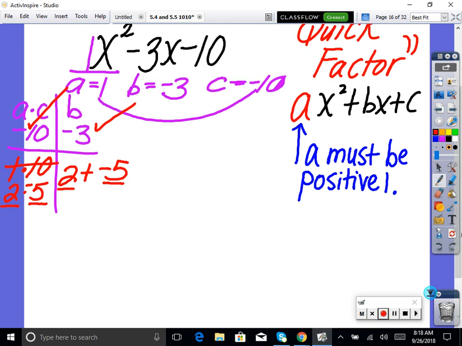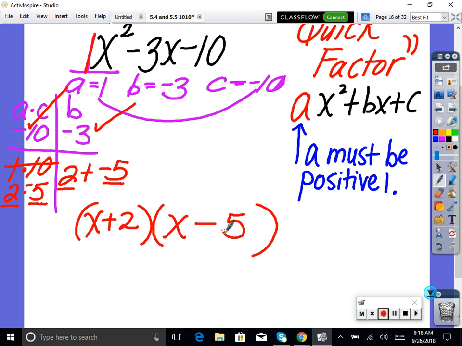So everybody, because our A value is positive 1, we can do, quote, quick factor. So what we do is we just make our parentheses. You put the variable in front, x and x. And because we can quick factor, we literally just insert those right in, sign and all. So it's positive 2, so we'll do plus 2, and then it's negative 5, so we'll do minus 5. And we're done. Now let's say on the test you're like, did I do it right? We'll multiply it back together and combine like terms, and you should end up back there. That's quick factoring. Let's do another one like that.